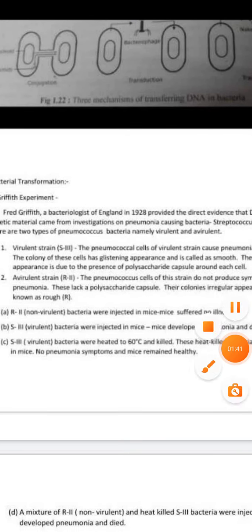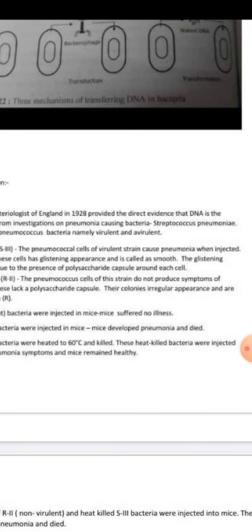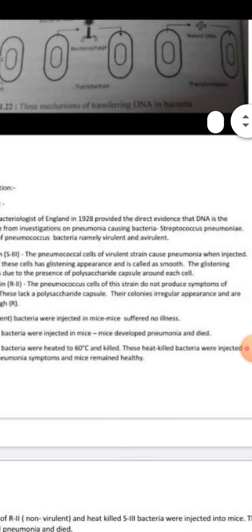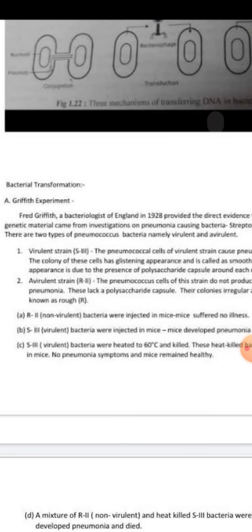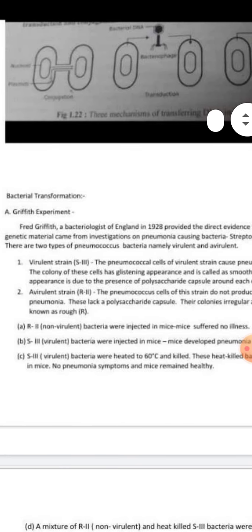First is the virulent strain, S Roman 3. The pneumococcal cells of the virulent strain cause pneumonia when injected. The colony of these cells has a glistening appearance and is called smooth. The glistening appearance is due to the presence of a polysaccharide capsule around each cell.